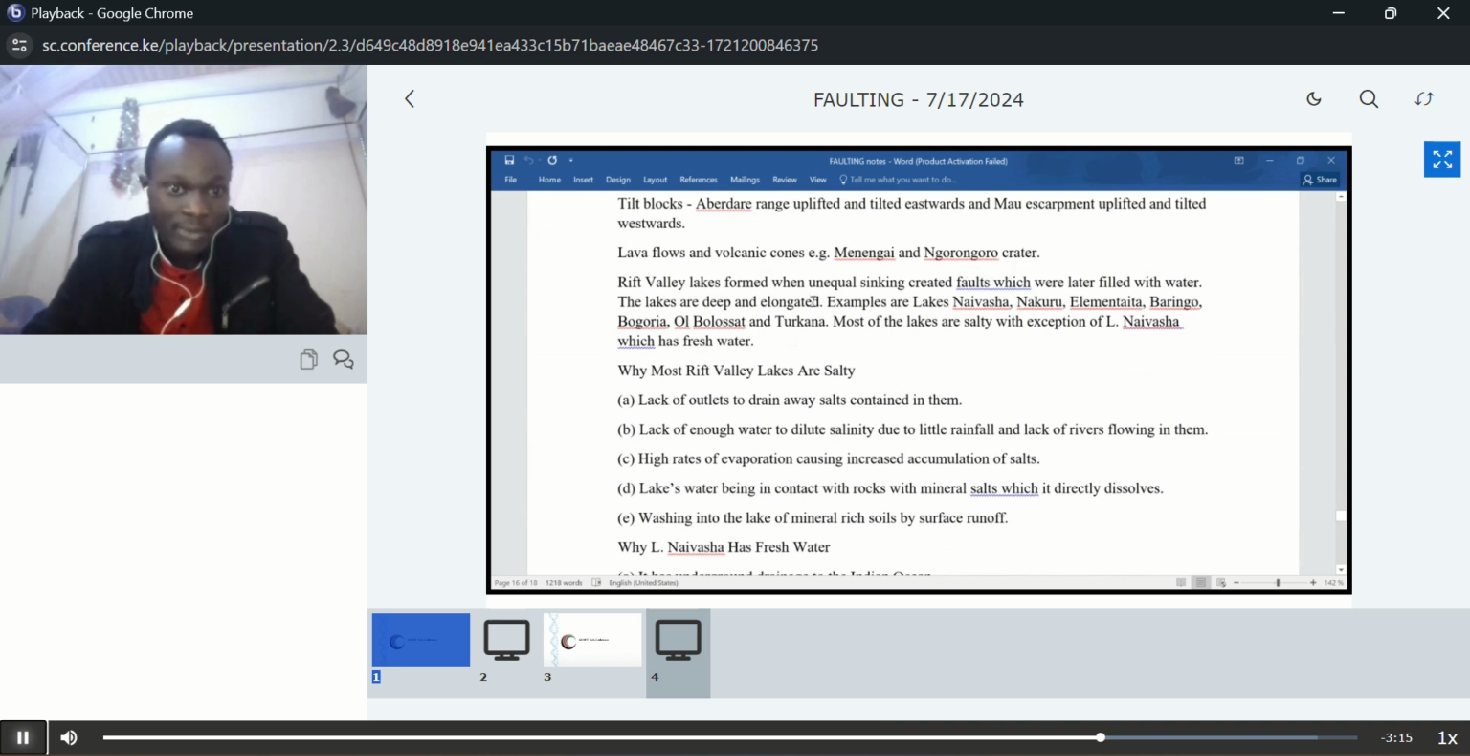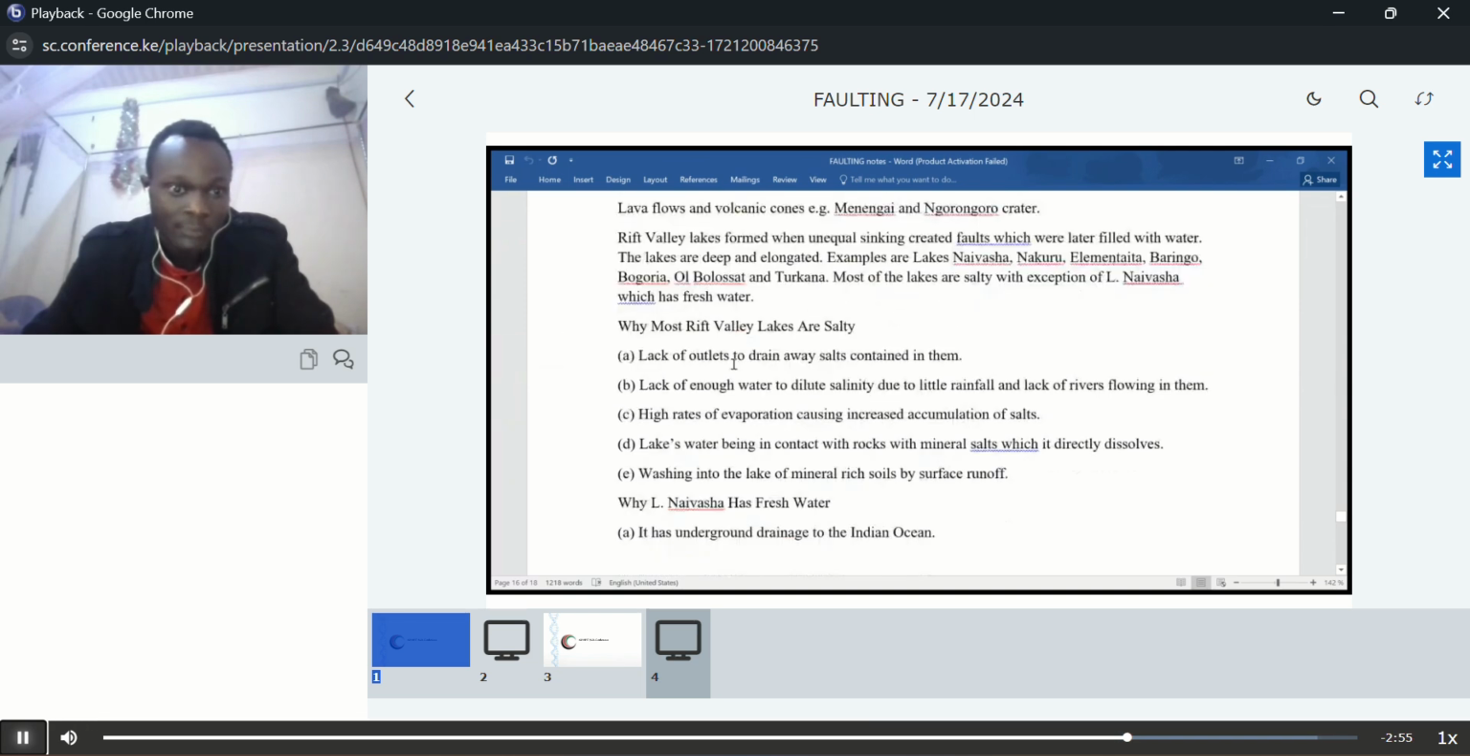Rift Valley lakes formed when unequal sinking created craters along faults, which were later filled with water. For example, the lakes are deep and elongated. Examples are Lake Naivasha, Nakuru, Elementaita, Baringo, Bogoria, Olbolosat, and Turkana. Most of the lakes are salty, with the exception of Lake Naivasha, which has fresh water.